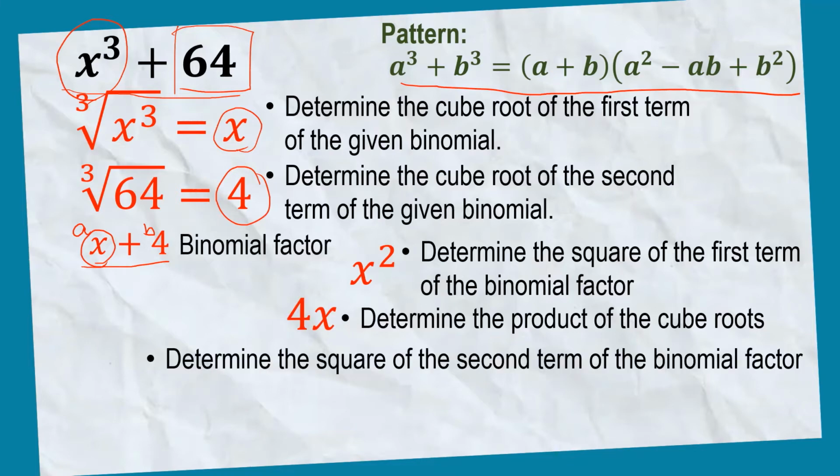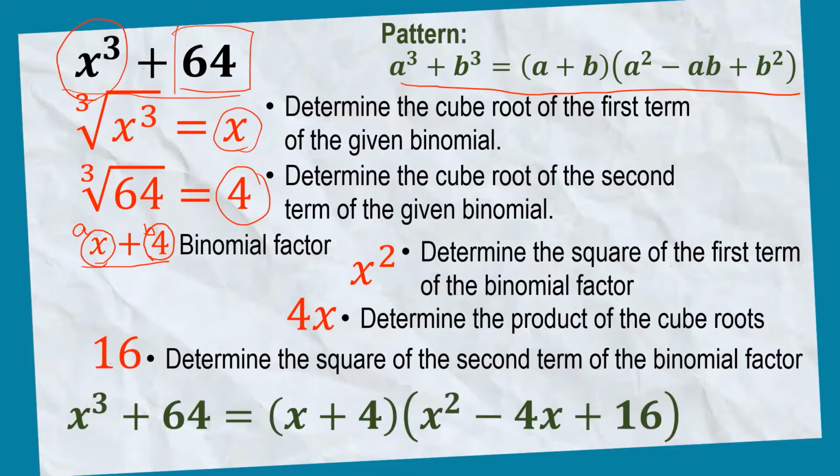Last step, determine the square of the second term of the binomial factor. Sa ating binomial factor na x plus 4, 4 is our second term. So square lang po natin siya, ang magiging sagot po ay 16. So ang ating final answer, we have x cubed plus 64 is equal to, ang magiging factored form po niya ay ang product po ng binomial x plus 4 at ang trinomial na x squared minus 4x plus 16. So again, we use the acronym SOAP to identify the order of the signs or operation. This is same sign, opposite sign, and this is always positive.